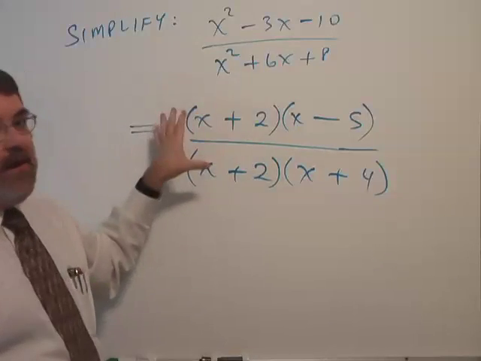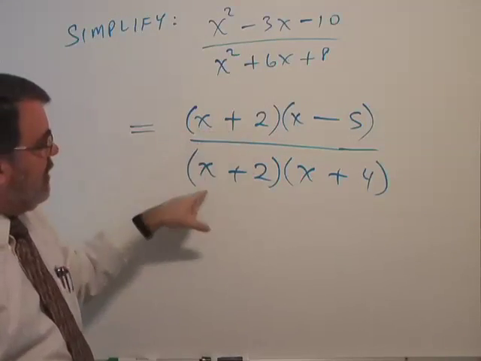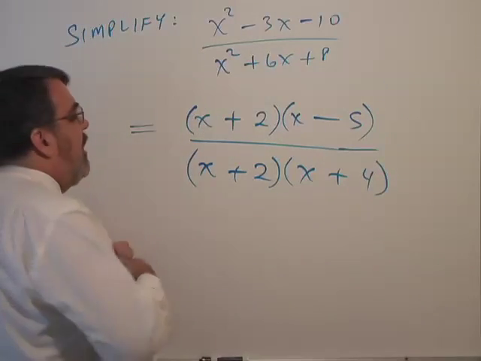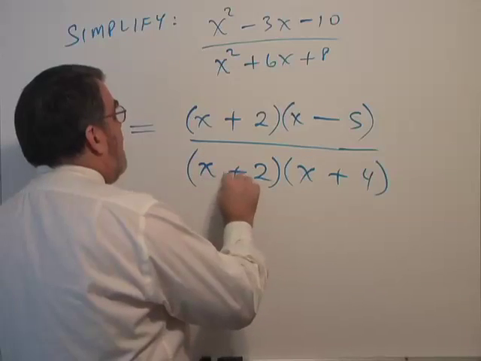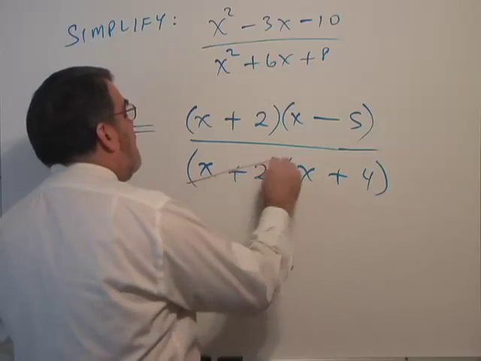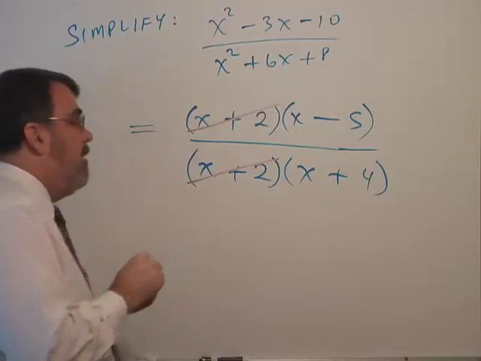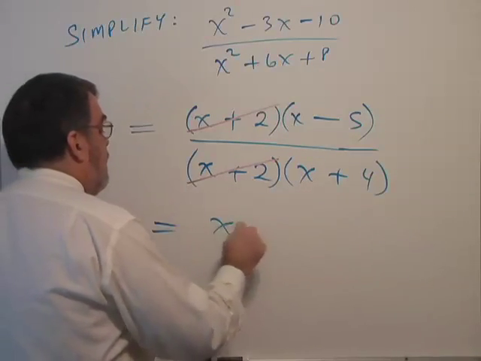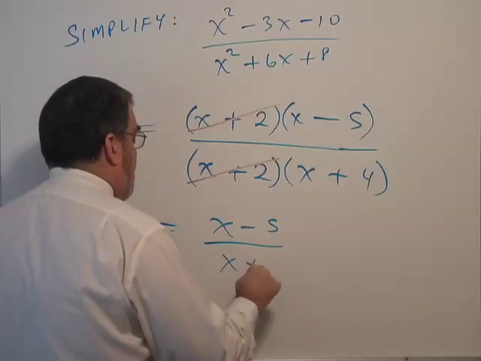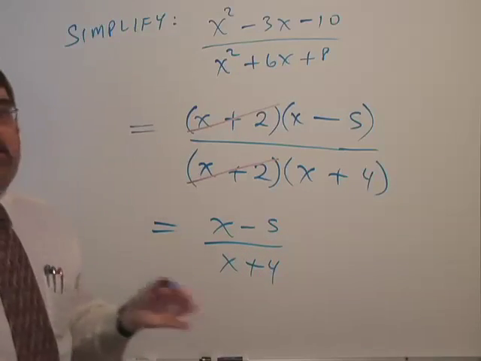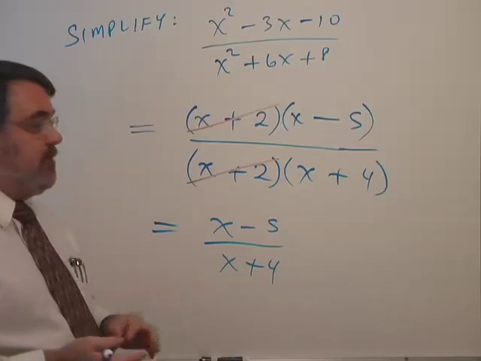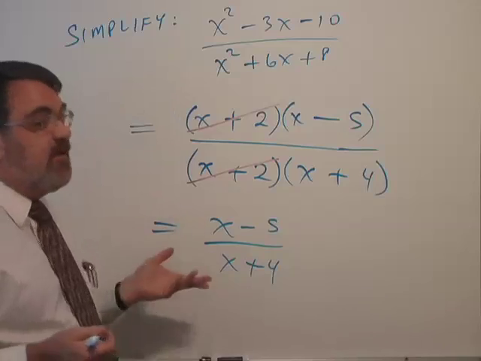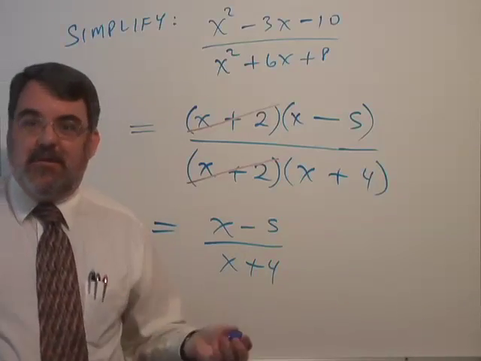But here we have factored. And so x plus 2 and x plus 2 are factors common to the fraction, so we call those common factors. And they divide because one piece divides into the other. And so we're left with x minus 5 over x plus 4. And neither one can be factored anymore. Numerator and denominator cannot be factored any further, and they're not the same, so we are done with this problem.